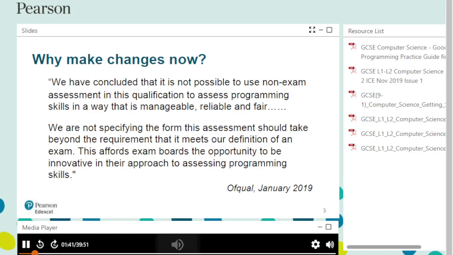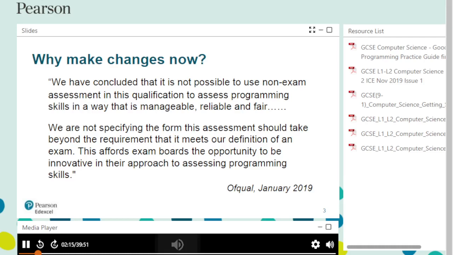Following Ofqual's announcement, we consulted widely with teachers, examiners and subject experts to decide how best to respond. Teachers told us in no uncertain terms that their students really enjoyed the practical aspects of the course and would be disincentivised to learn to program if their ability to write code no longer contributed to their grade. With this in mind, we decided to make computational thinking and programming the focal point of our qualification and to assess students' practical capability via an on-screen exam.